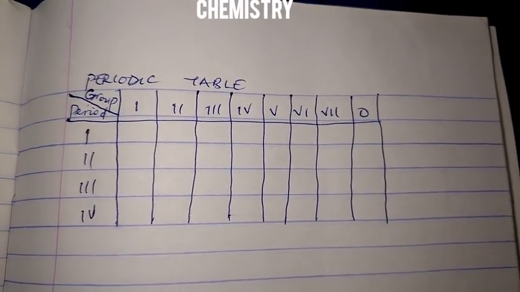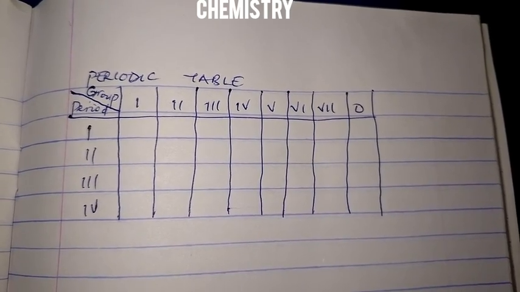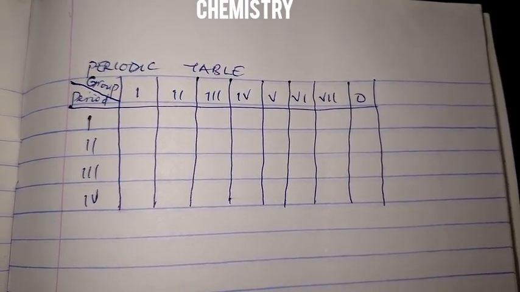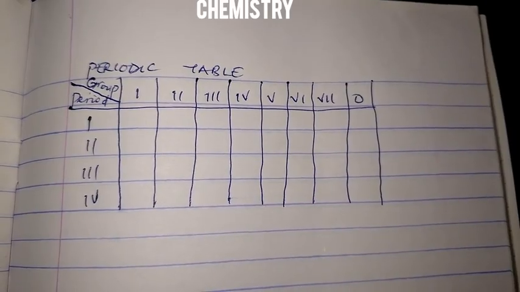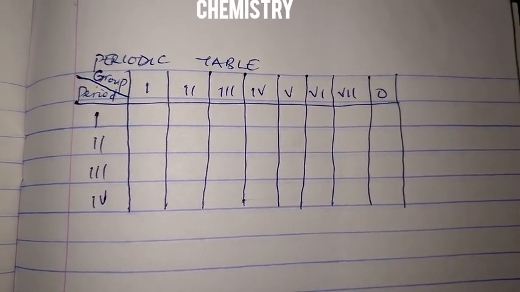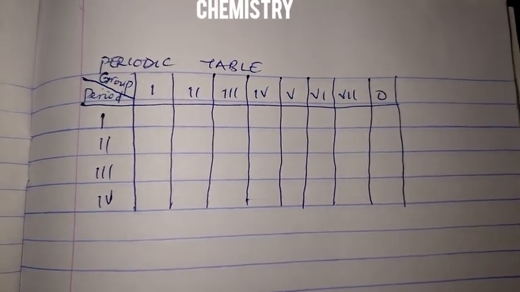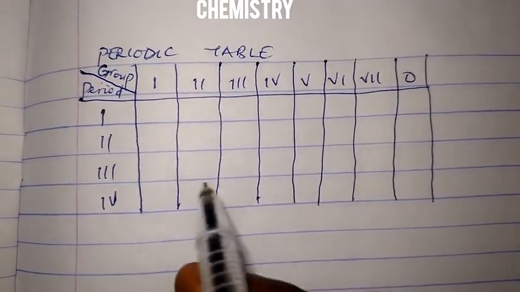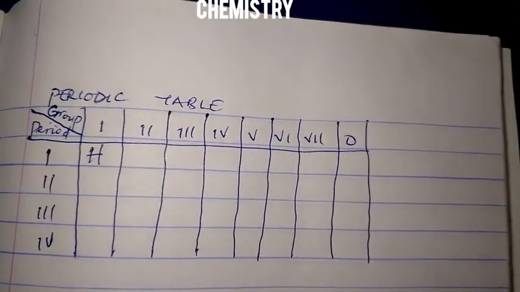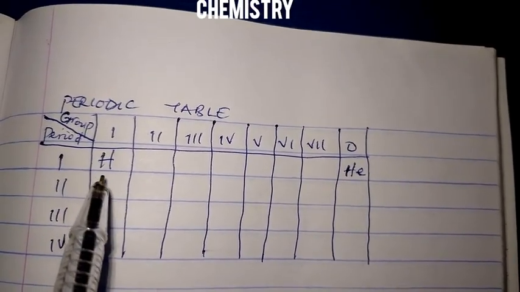You can see that a periodic table has 8 groups. Normally, a periodic table has 8 groups and 7 periods. But in this case, since we are just dealing with the first 20 elements, we will limit ourselves to 4 periods. Now we are going to put those elements in their respective places in this periodic table. The first element is hydrogen. The second element is helium. There is a reason why there is this gap between hydrogen and helium.